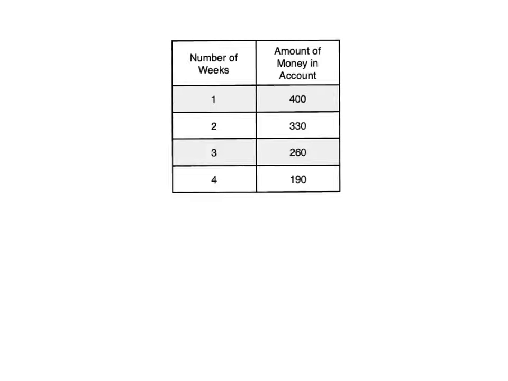All right, let's take a look at this table. It's comparing the number of weeks and the amount of money in an account. So money depends on the number of weeks. So we're thinking, how does the money change per week?